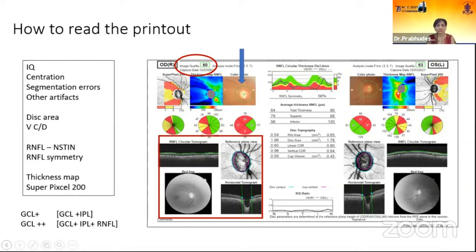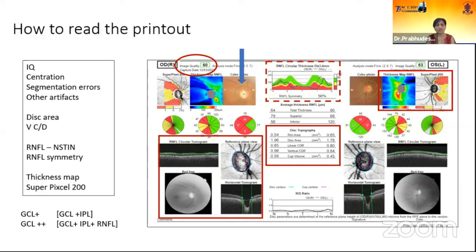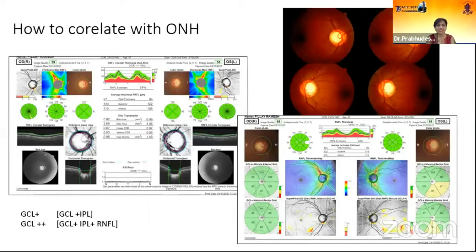Then the most important is disk photography, and disk area can be seen. Vertical CD is most important. After that, RNFL and Nestin is important. RNFL symmetry is very, very important in right and left. Thickness map and superpixel 200 should be seen after that. Here we also get GCC++, that is GCL plus IPL plus RNFL.